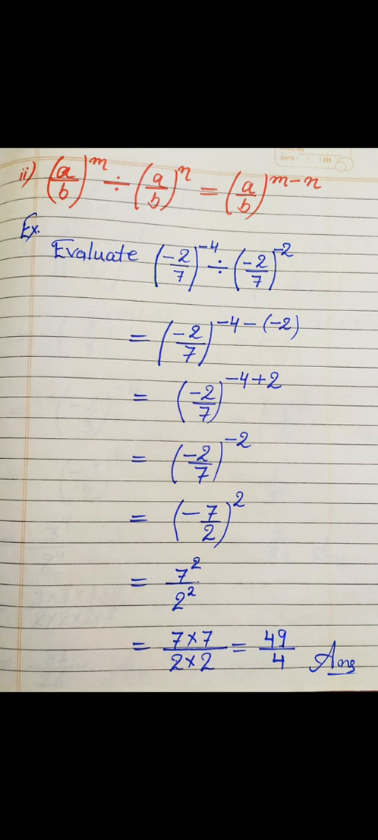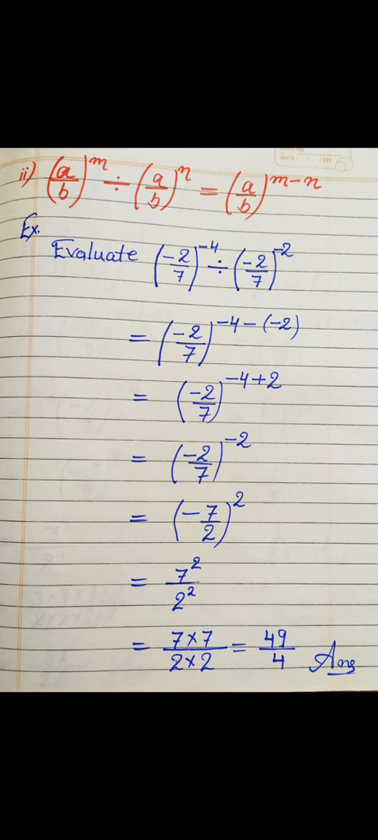As the base is the same, (-2/7) and (-2/7), their powers will be subtracted. So it will be (-2/7) to the whole power -4 minus, within a bracket, -2. We will simplify this. It will be (-2/7) to the whole power -4 plus 2, as minus minus is plus. As different signs subtract, it will be (-2/7) to the whole power -2.